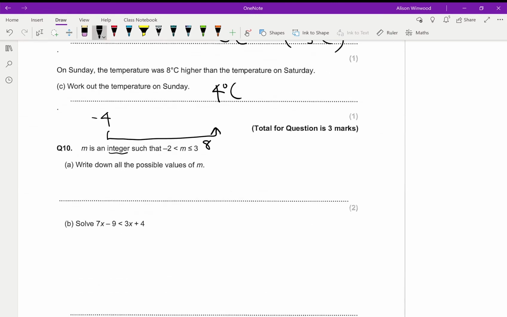Integer means a whole number, so I want the whole numbers between negative 2 and 3. So negative 1, 0, 1, 2. I do include 3 because there's an equal sign here, but I don't include negative 2 because there's no equal sign at the other end.